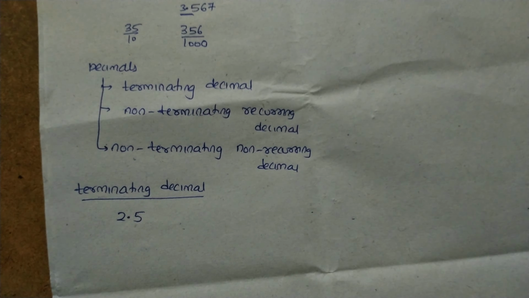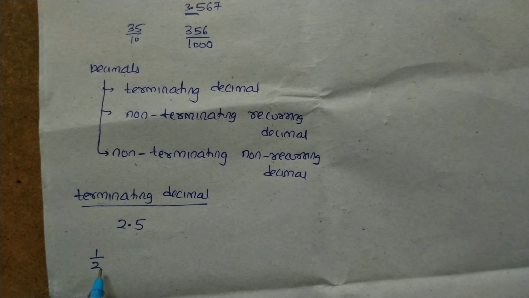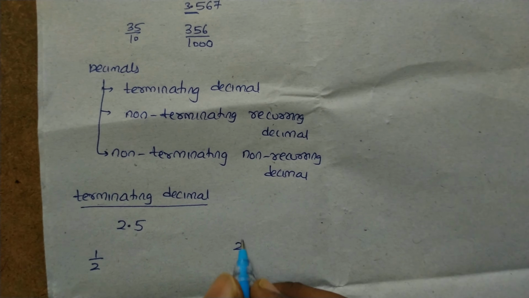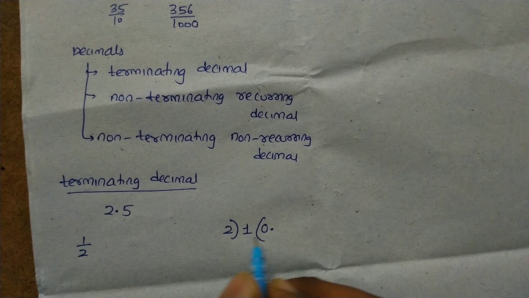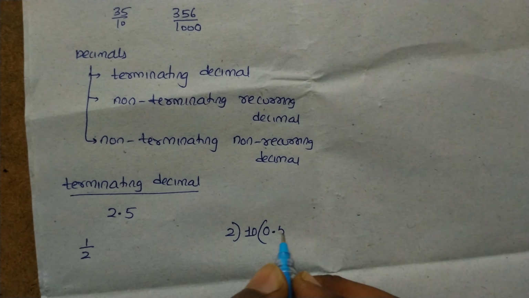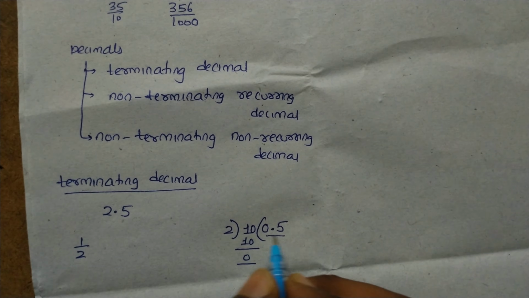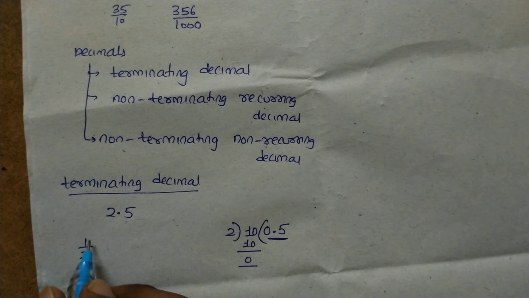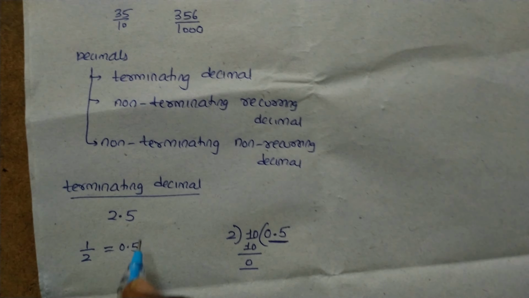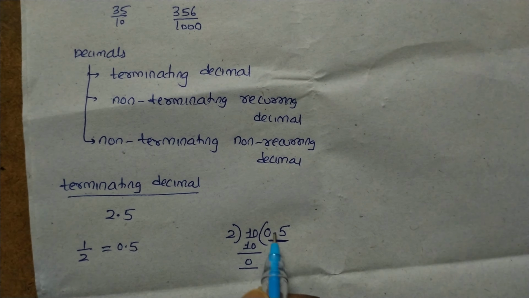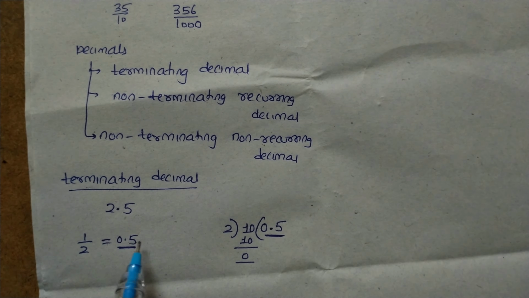Clear? Suppose you take 1 by 2. That means I want to divide 1 by 2, right? So here you will put 0, so it will become 10. 2 5s are 10. So here we are getting remainder as 0. That means the decimal form of 1 by 2 is nothing but 0.5. It is stopping here itself, so it is terminating after 5.